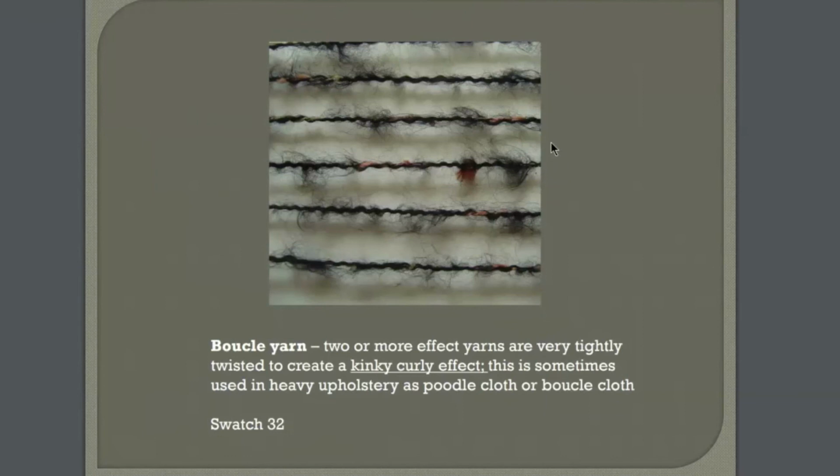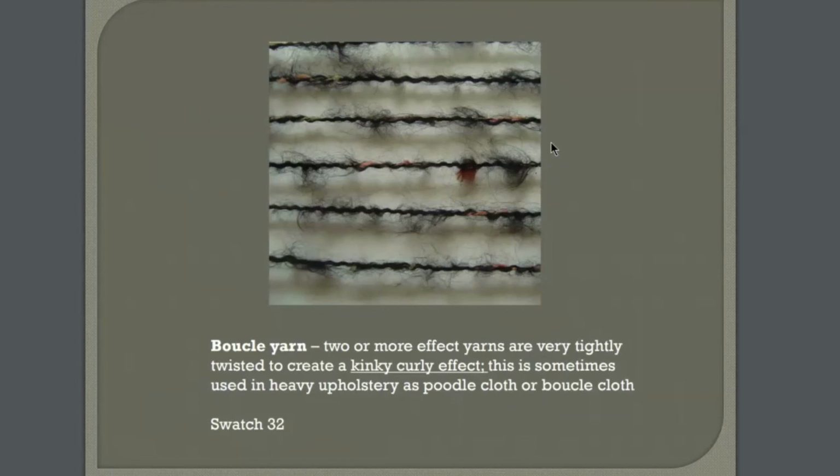So I have a little Maltipoo, right? Poodles have that curly coat, you can see why it's called poodle cloth. This is actually made of acrylic, which makes it a little harder. But we also know that the original boucles were made of wool.